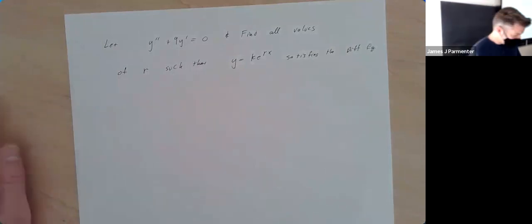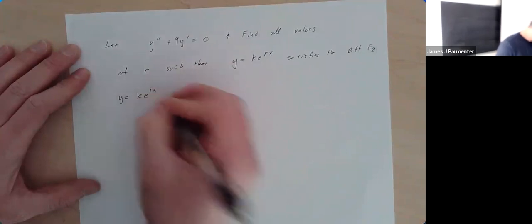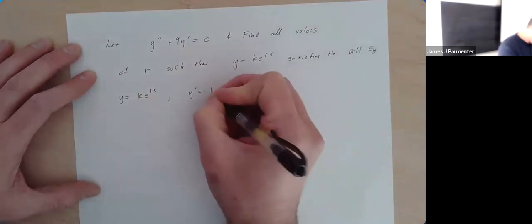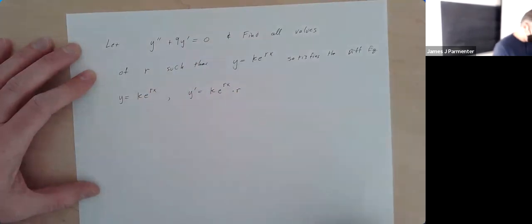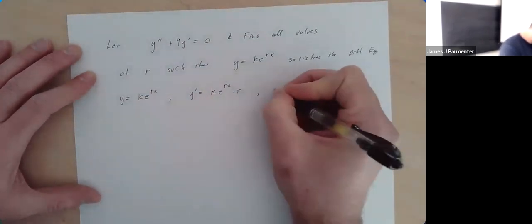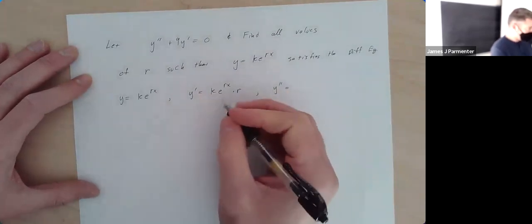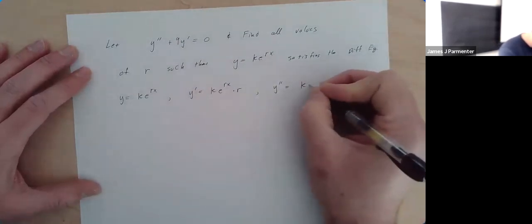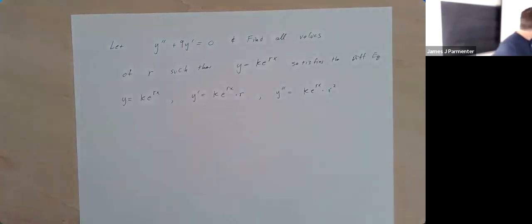Okay. So our y is equal to k e to the rx, which means our y prime is going to be the derivative of that. The derivative of e to the stuff is e to the stuff times the derivative of the stuff. And the derivative of that, y double prime, is going to be, again, k e to the stuff times the derivative of the stuff again. So you're just going to multiply by another r. So you're going to get k e to the rx times r squared. So those are my derivatives.